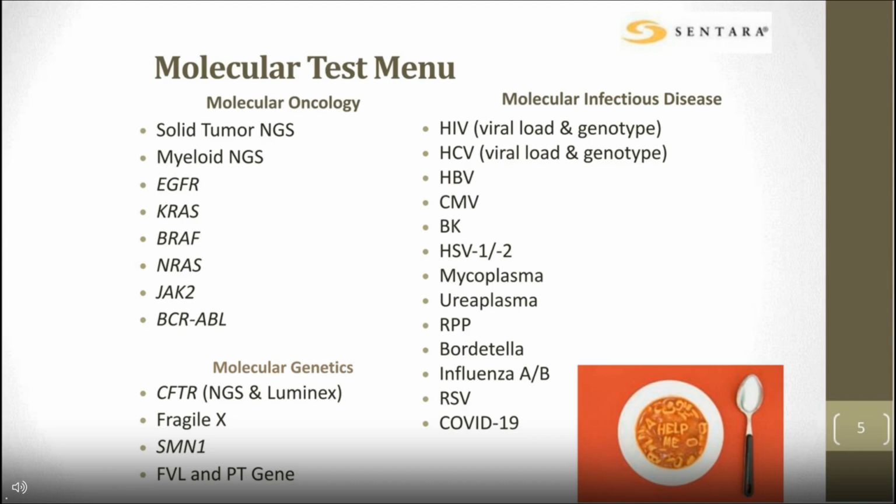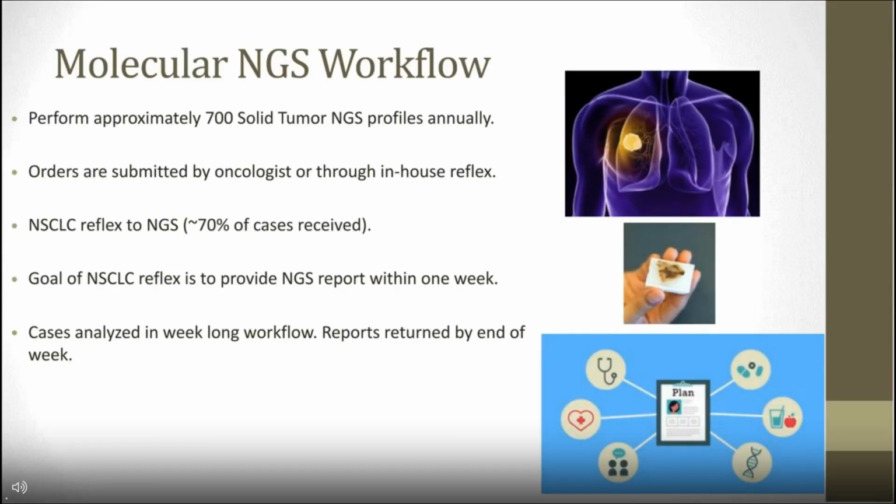So in our laboratory, our molecular NGS workflow, and particularly I'm going to focus on our solid tumor workflow here. We perform about 700 solid tumor next generation sequencing profiles annually. So approximately half of all of the oncology work that we're doing in our laboratory is focused on this solid tumor NGS profile. Orders are submitted to our laboratory by an oncologist or through an in-house pathologist-driven reflex that we have within our healthcare system. Of this, approximately 70% of the cases that we receive are part of this non-small cell lung cancer reflex that is, again, pathologist-driven. And the goal of that reflex is to be able to provide an NGS report within 1 week of receipt of that reflex case.